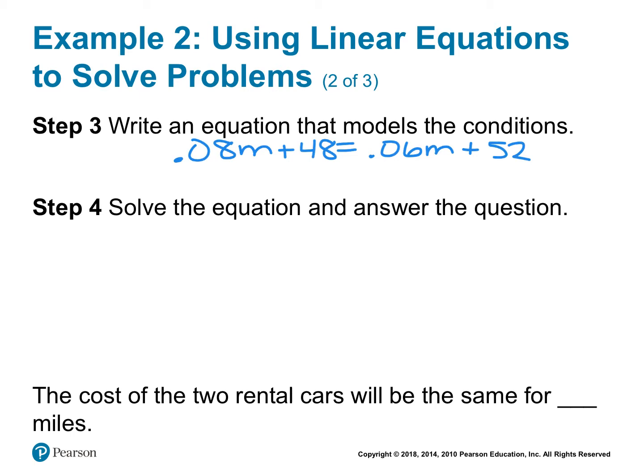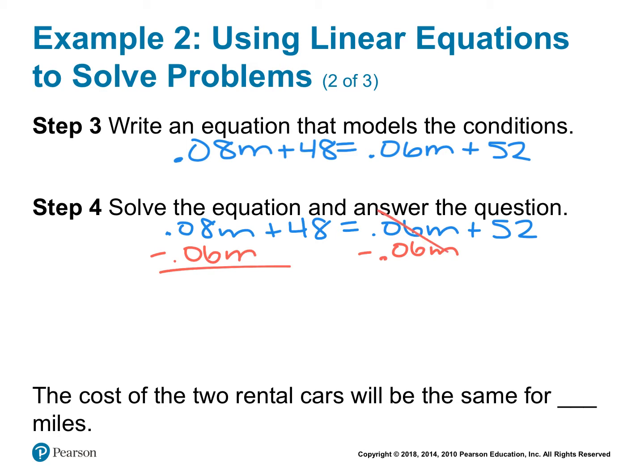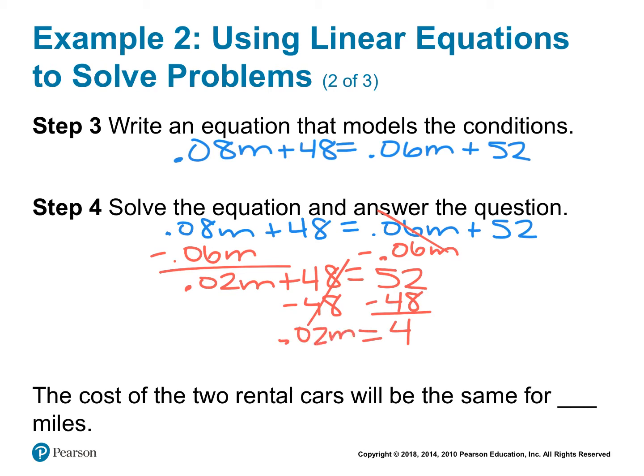So now we're going to go ahead and solve this. Let me rewrite it. Now this one has letters on both sides, so I'm going to move my smaller letter so that hopefully I can avoid any negatives. So I'm going to move the 0.06M to the other side. That'd be 0.02M plus 48 equals 52. Now I can subtract the 48. That gives me 4 equals 0.02M.